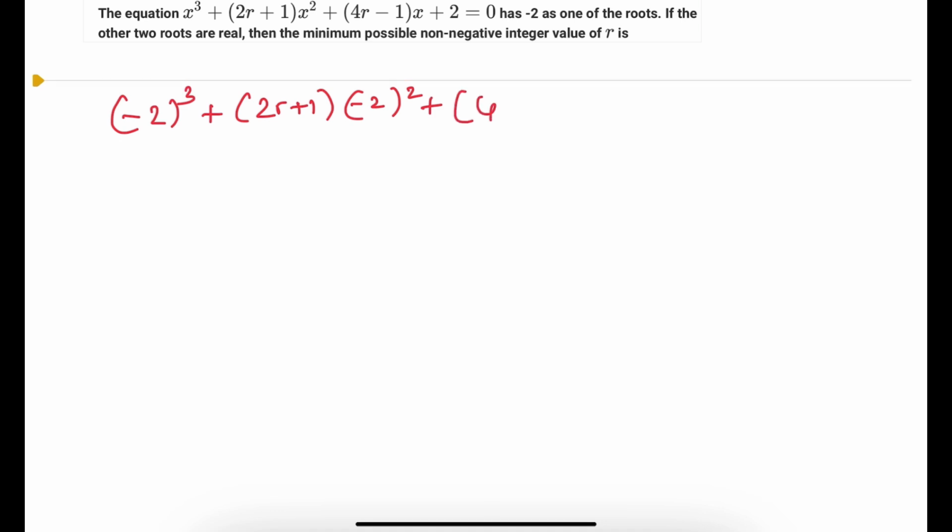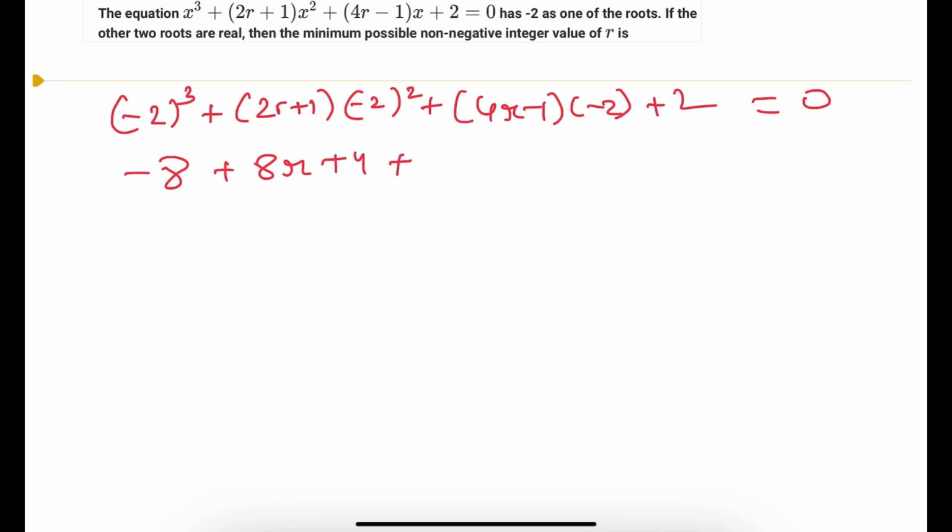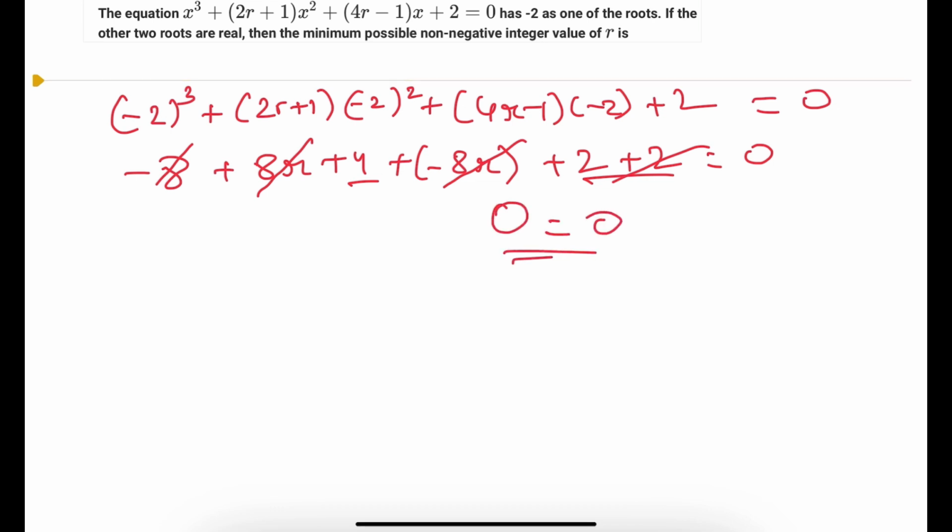If you substitute x as minus 2 in this equation, you're going to get minus 2 cube plus (2r plus 1) into minus 2 square plus (4r minus 1) into minus 2 plus 2 equals 0. So that makes it minus 8, plus 4 into 2r, which is 8r, and 4 into 1 is 4, then 4r into minus 2 is minus 8r, and minus 2 into minus 1 is plus 2, plus 2 is 0. If you observe carefully, all the terms get cancelled out. 8r and minus 8r give you 0, and 4 and 4 is 8, minus 8 is 0. Ultimately you get 0 equals 0. Nothing happening. So substituting x as minus 2 does not give you any solution to the given equation. So what do we do in this case?